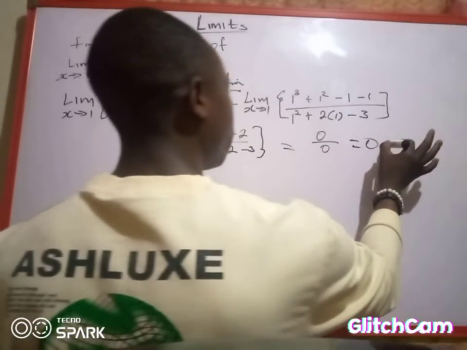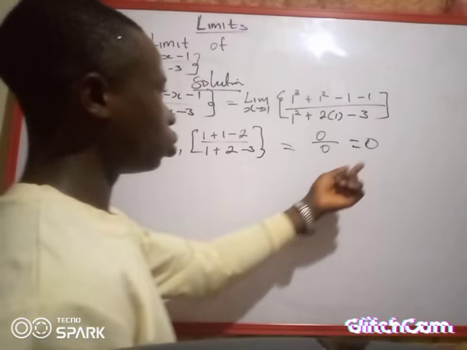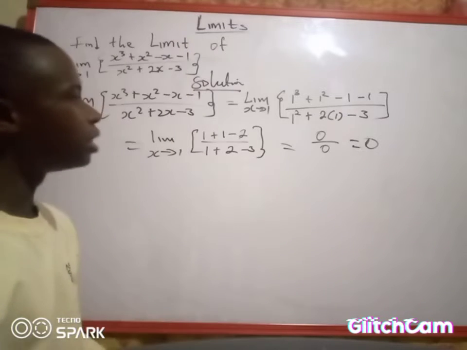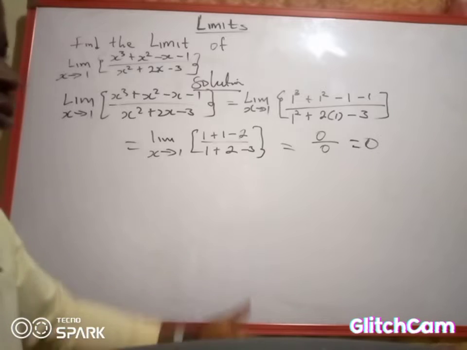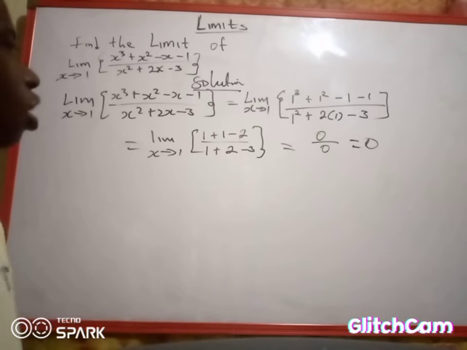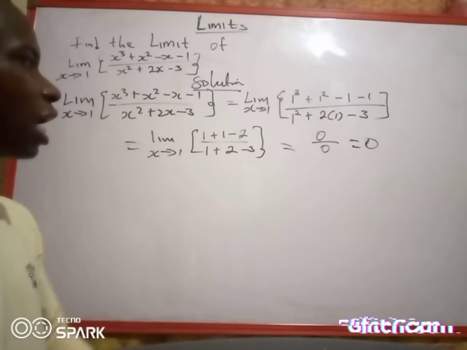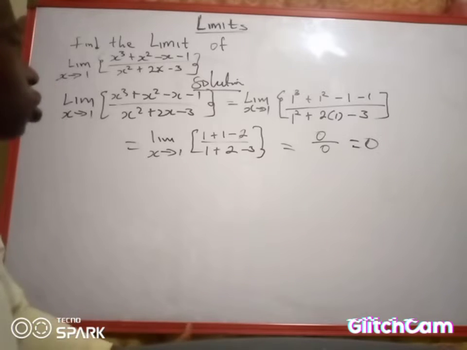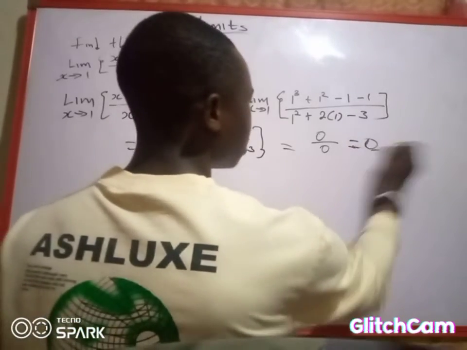We are not going to stop here. We are going to go further. From here, there are two methods to use: the method of long division or L'Hopital's rule. In today's video we are going to learn how to use L'Hopital's rule to solve such a problem, when a limit gives 0 over 0, with no answer.